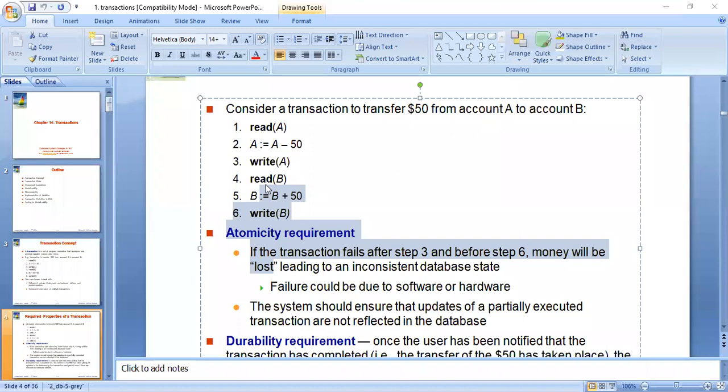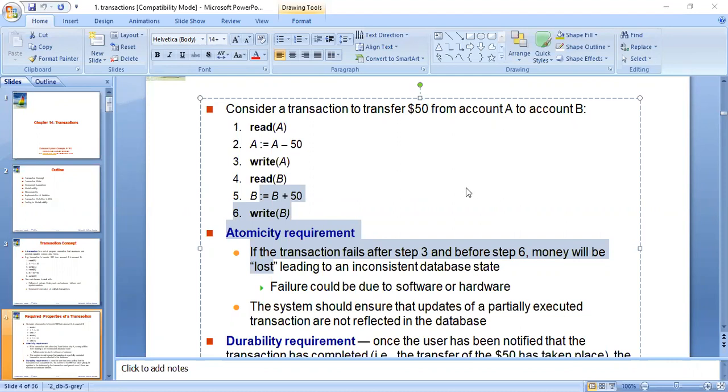Now I am opening this account B, and then I am adding rupees 50 to this account B, and I am saving this. Then after this transaction, account A will have 950 rupees, account B will have 2050 rupees. Before the transaction, A plus B is 3000: 1000 plus 2000 is 3000. After the transaction also, A plus B is 3000, that is 950 plus 2050, equal to 3000.